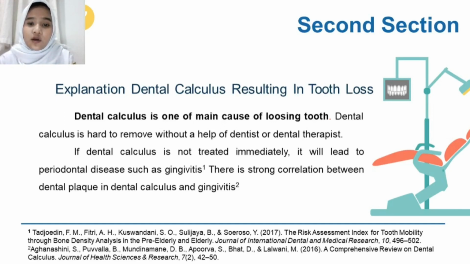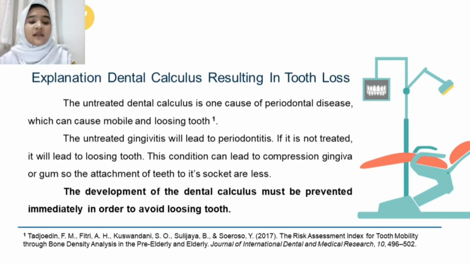Dental calculus is one of main cause of losing tooth. Dental calculus is hard to remove without the help of dentist or dental therapist. If dental calculus is not treated immediately, it will lead to periodontal disease such as gingivitis. And another statement from Journal of Health Science and Research is there is strong correlation between dental plaque in dental calculus and gingivitis. The untreated dental calculus is one cause of periodontal disease, which can cause mobile and losing tooth.